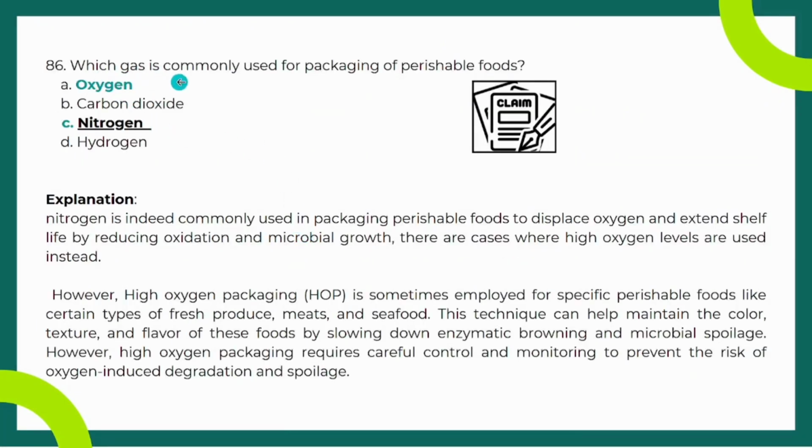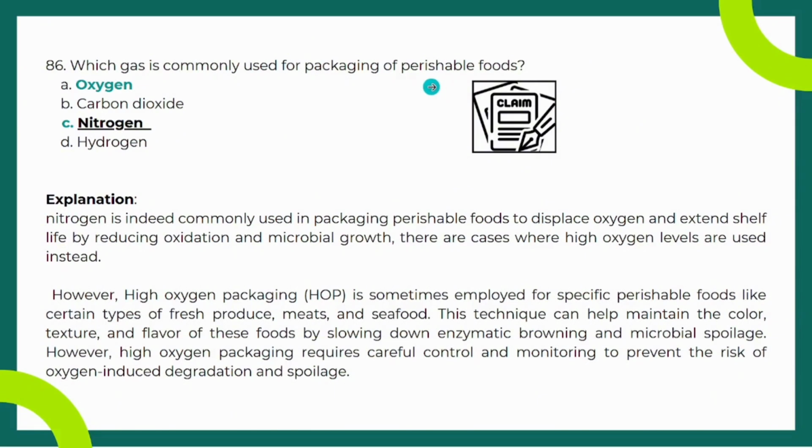Next question. Which gas is commonly used for packaging of perishable foods? What are perishable foods? The foods which have high nutrition and easily decay and require refrigeration. For example, cut fruits and vegetables, meats like chicken, pork, beef, and even seafoods, and then dairy products. These are all considered perishable foods.